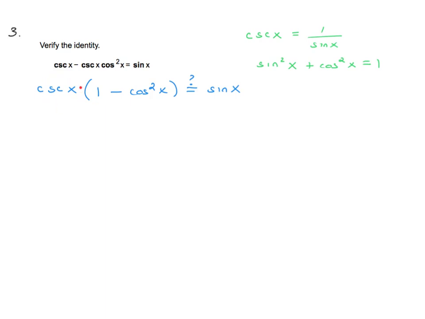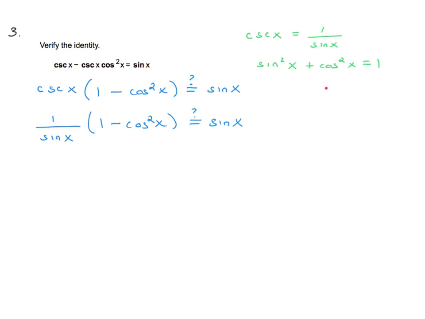Written this way, we could replace cosecant with its definition of 1 over sine. So I think I will actually place that into the next step. So far, all of our lines are equivalent.